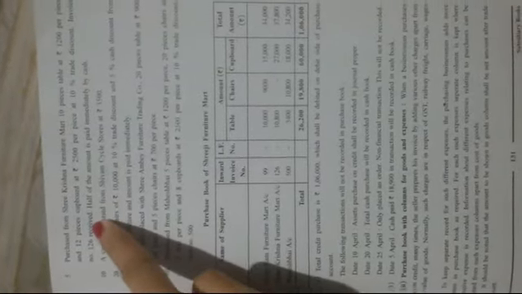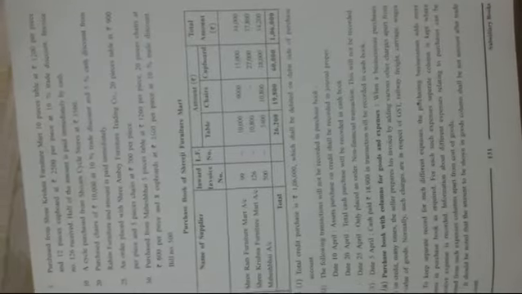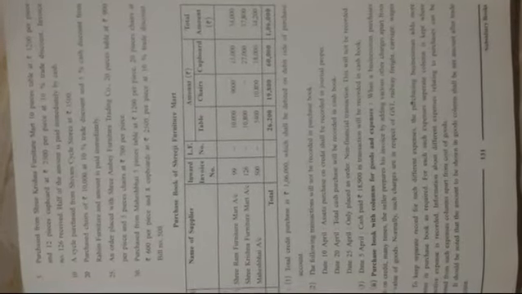Now let's look at the second transaction, which happened on 5th of April. Purchase from Shri Krishna Furniture Mart: 10 pieces table at rupees 1200 per piece, and 12 pieces cupboard at 2500 per piece, and 10% trade discount was given. Invoice number 126 was received, and half of the amount is paid immediately by cash. So here cash is given, right? So only half of the amount was paid in cash, and the rest of the amount was paid afterwards.